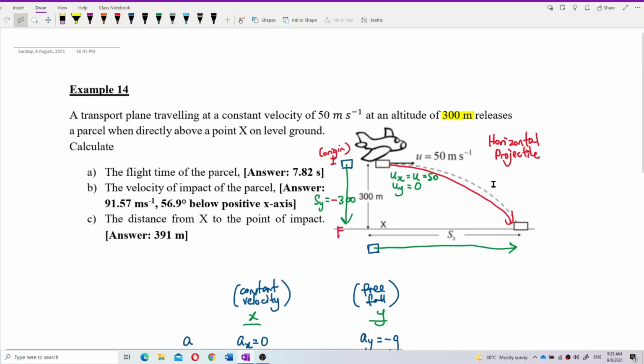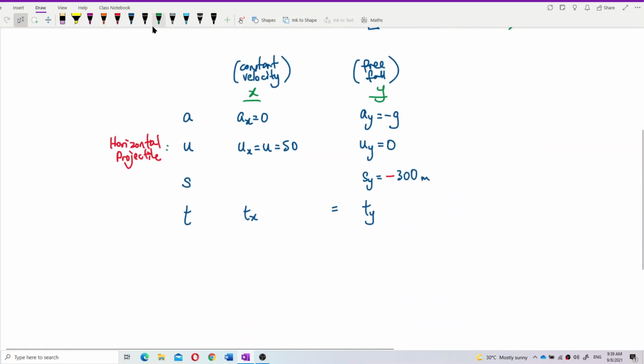That means the time of flight of the parcel, the time of the projectile. So now the question is, we need to find the time of flight, or we can say time of the projectile. Can we do it? Yeah, we can do it, right? So the time of projectile is actually the same as the time of the y component and also the time of the x component. So which component can help us to find the time of projectile? We find ty or tx.